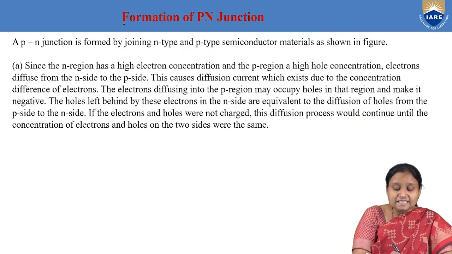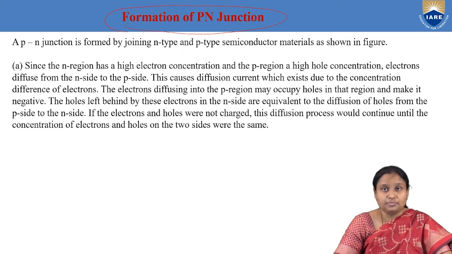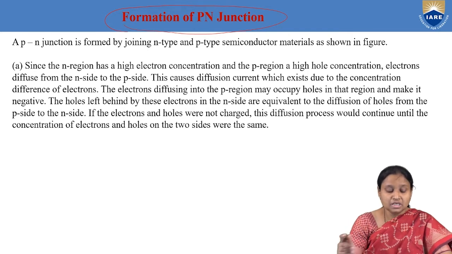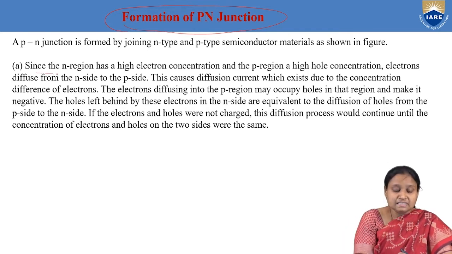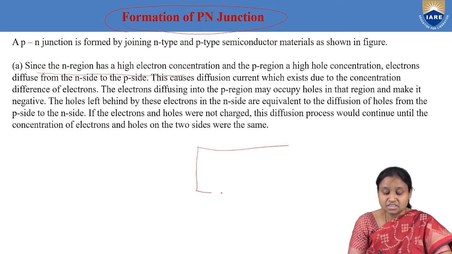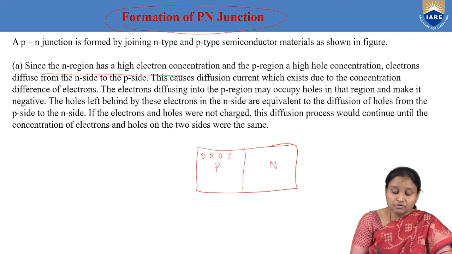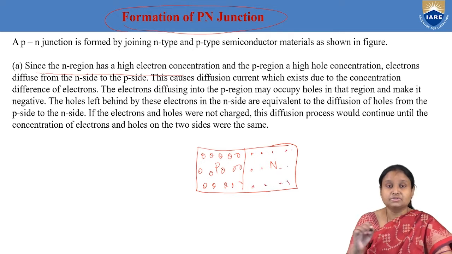Now, next we are going to discuss what exactly happens when a PN junction is formed. So here, what you will observe is, if I draw this figure of the PN junction, here I have p-type and here I have n-type. In p-type, I have a lot of holes, whereas in n-type, I have a lot of electrons. So here there are so many electrons.